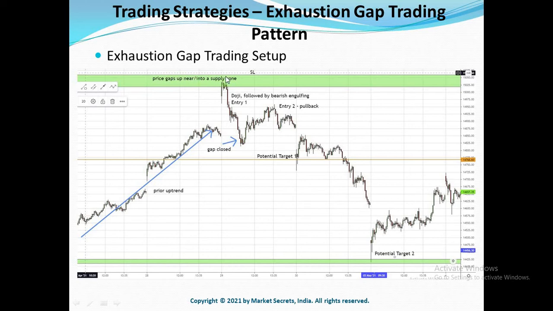Now this is followed by a gap up near or into a supply zone. So this is a previously marked supply zone and the price gaps up near or into the supply zone. If you look here, the price gapped up and then moved into the supply zone. So if the price gaps up the next day near or into the supply zone, then it forms the second part of our pattern.